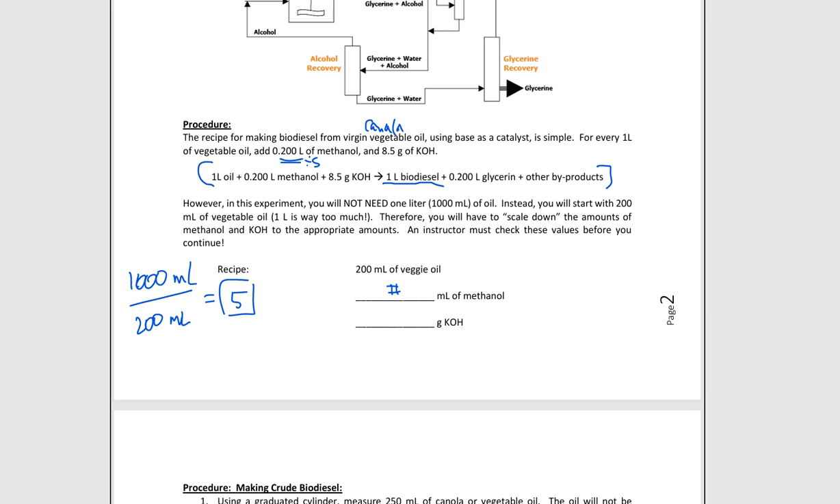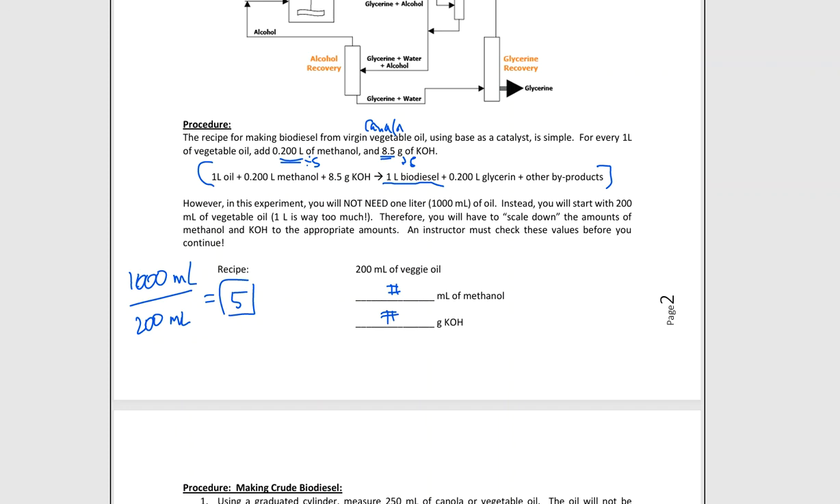The same is going to happen with KOH. Once you see this recipe for 1 liter, you now know you're only going to make 1/5 of that. So that 1 liter divided by 5 gives you 200 mils. That 0.2 liter, or 200 mils, divided by 5 is going to give you the proper milliliters of methanol. And just like here, 8.5 grams divided by 5 is going to give you the number of grams of KOH that you need to measure out.